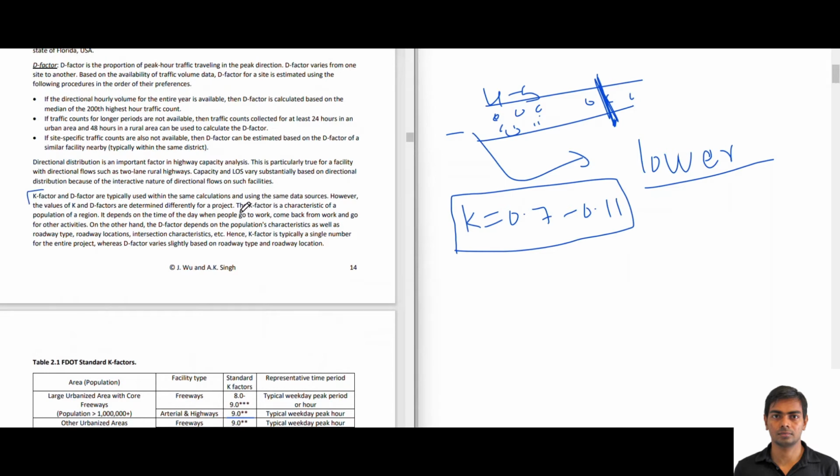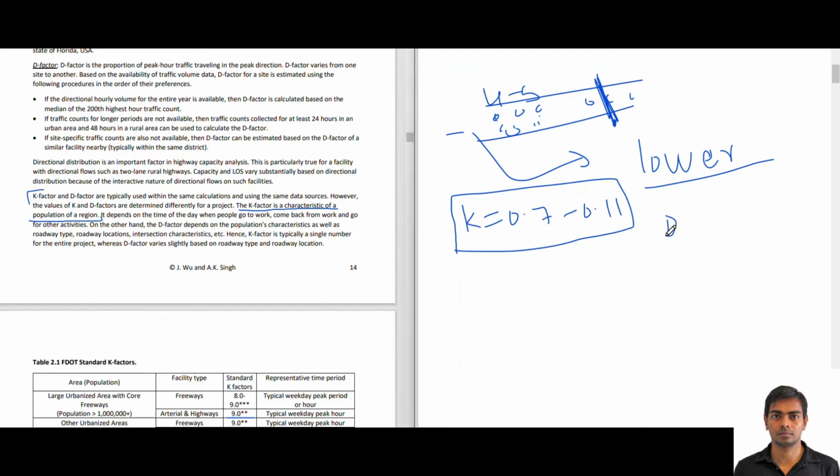So one big thing to remember about K factor is that it is a characteristic of a population in a region. K factor comes from the fact that within a region, most of the people go to work during certain hours, they come back from work during certain hours, and that's an overall picture of what constitutes the value of K factor. And this is a regional number, more or less. It also depends on the facility type, but this is more of a regional driver characteristic.